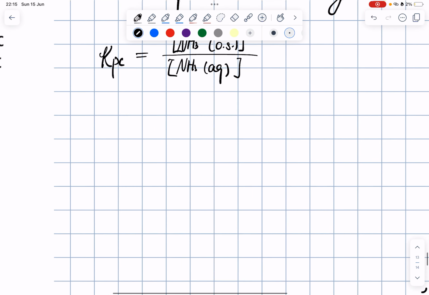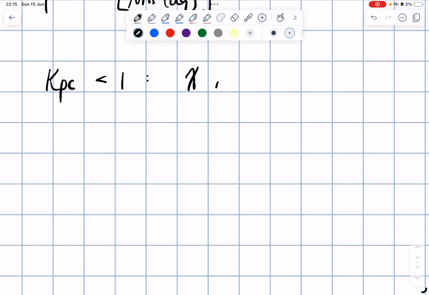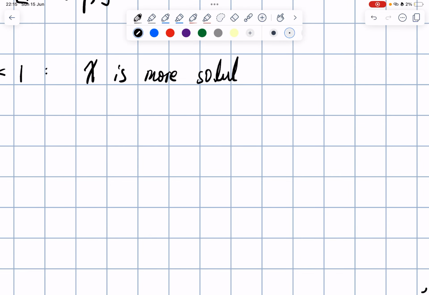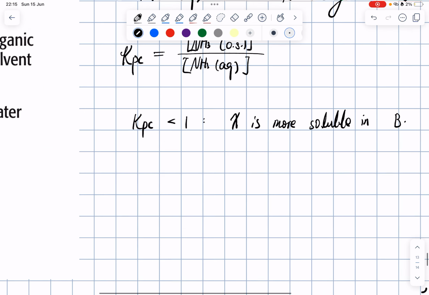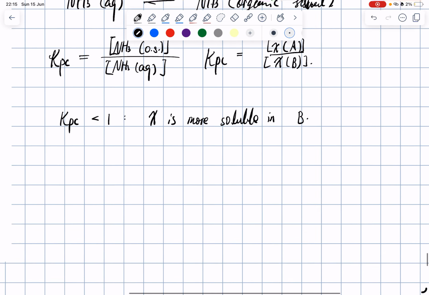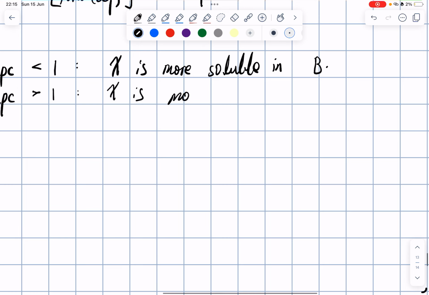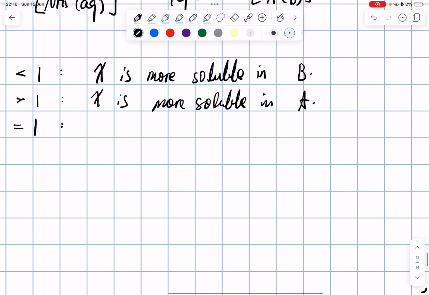So what can we know from the values of partition coefficients? First, if Kpc is smaller than 1, X is more soluble in B. This refers to a general formula of X in A equals X in B, meaning X dissolved in A and X dissolved in B. Similarly, when the partition coefficient is larger than 1, X is more soluble in A. If it equals 1, they are the same, the solubility for X is the same in A and in B. So that's basically it.